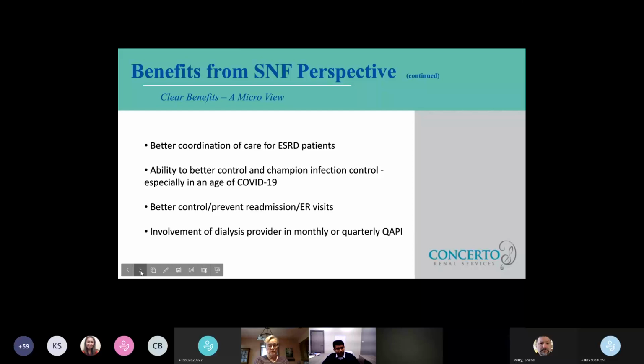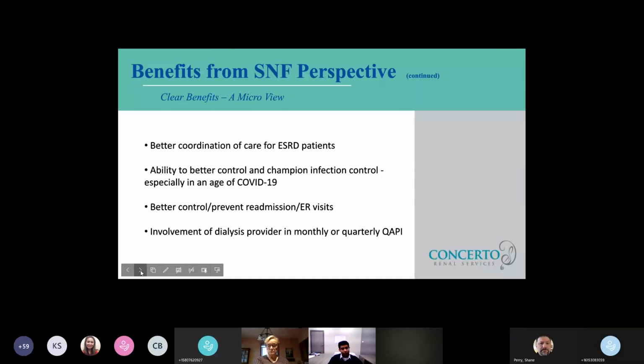And something that needs to be mentioned in the COVID era is about the infection control. Again, patients are not going outside the SNF facility. They're not getting to see more emergency ambulance personnel, or they don't get exposed to dialysis unit staff outside the facility. So a lot better way to control infection.